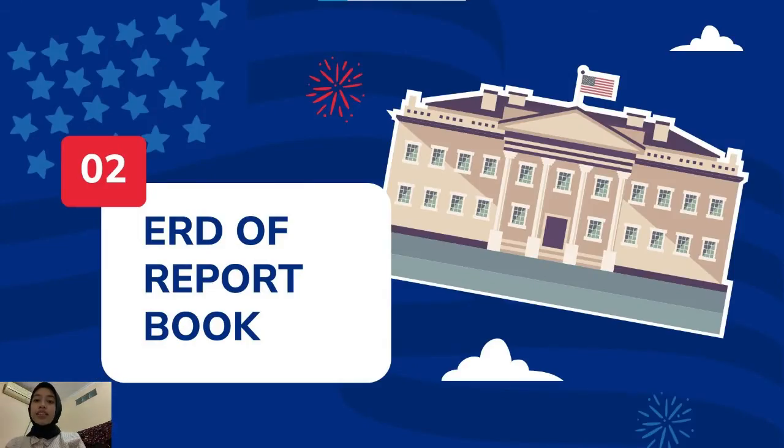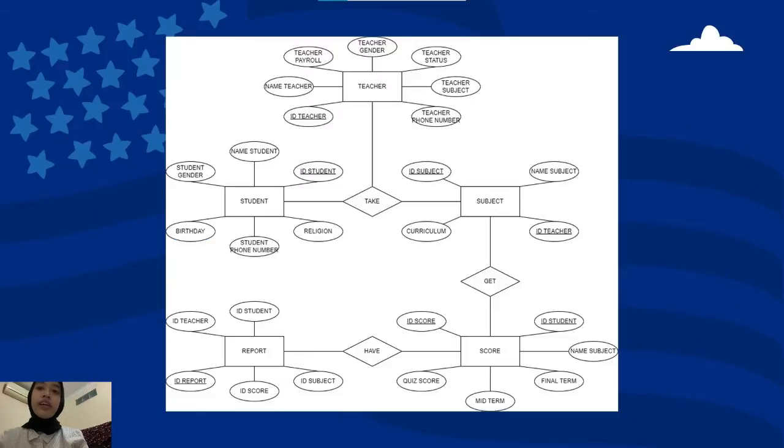Next is our ERD. In our ERD, there's a student. In the student, there's ID student, name student, student gender, birthday, student phone number, and religion. The primary key is ID student. And there's a teacher. In teacher, there is ID teacher as primary key, name teacher, teacher payroll, teacher gender, teacher status, teacher subject, and teacher phone number. Teacher and student take a subject.